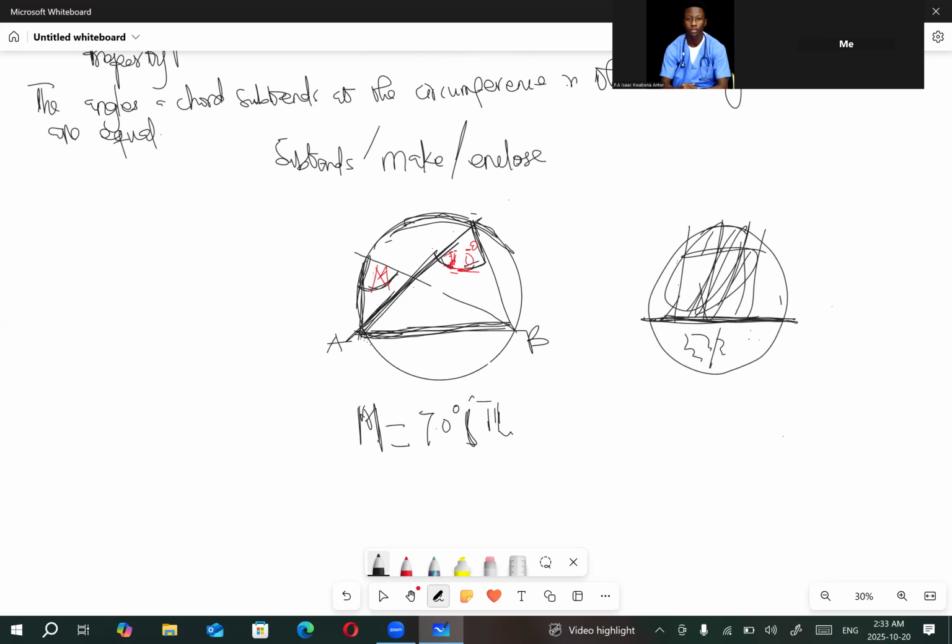Yeah, the angles a chord subtends at the circumference in the same segment are equal. So that is it. So we're going to do more.